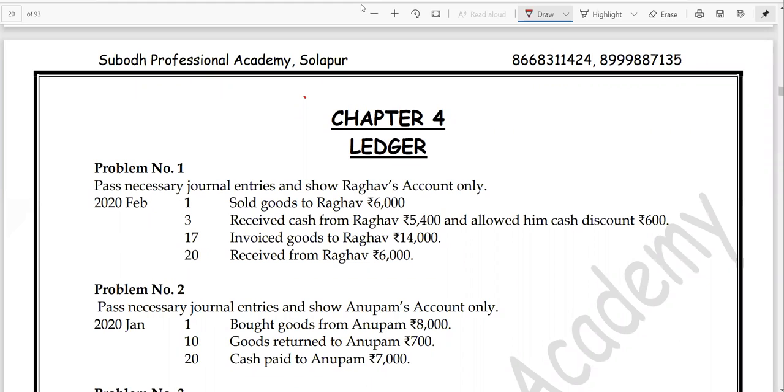Now we are on chapter 4, ledger. Problem number 1. Pass necessary journal entries and show Raghav's account only. On 1st Feb 2020, sold goods to Raghav rupees 6,000. I hope everyone has the journal. We have completed the journal of this question, and half of Raghav's account is already completed.